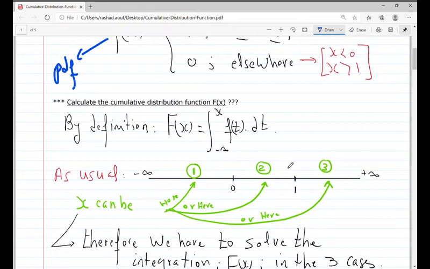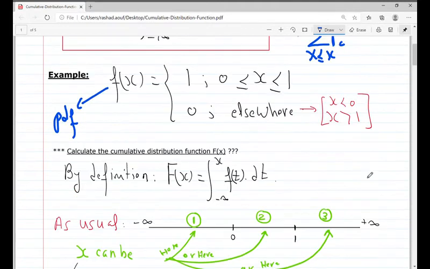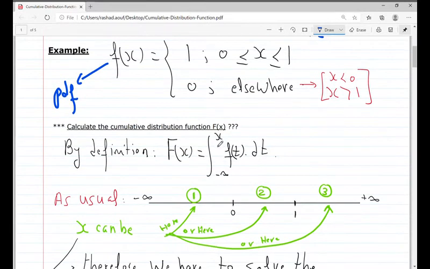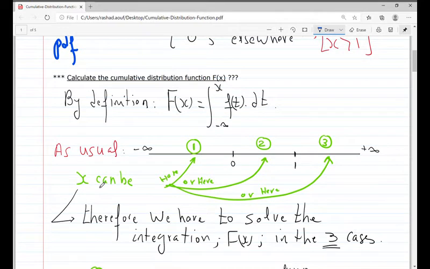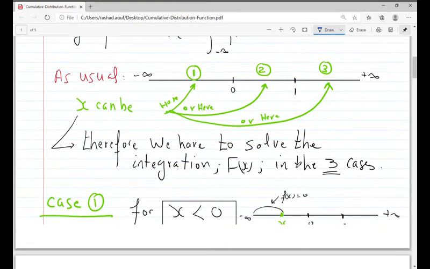Always I have to plot the x-axis, as shown here, from minus infinity to plus infinity. The points that I have here are 0 and 1, so I put 0 and I put 1. Now I have to locate x on this axis. As shown here, x can be between minus infinity and 0, this one, case 1, or x can be here between 0 and 1, or x can be here between 1 and plus infinity. So I have to find the value of F of x in these three cases, which means I have to solve the integration in the three cases.